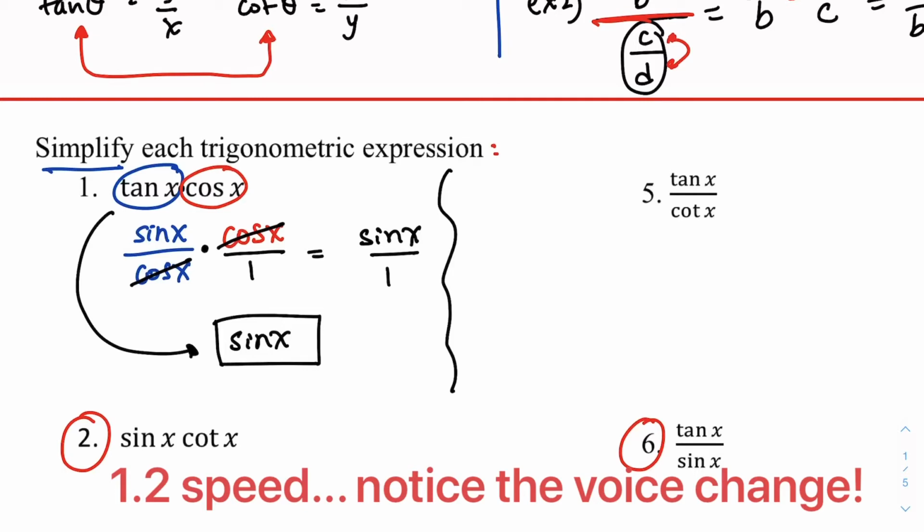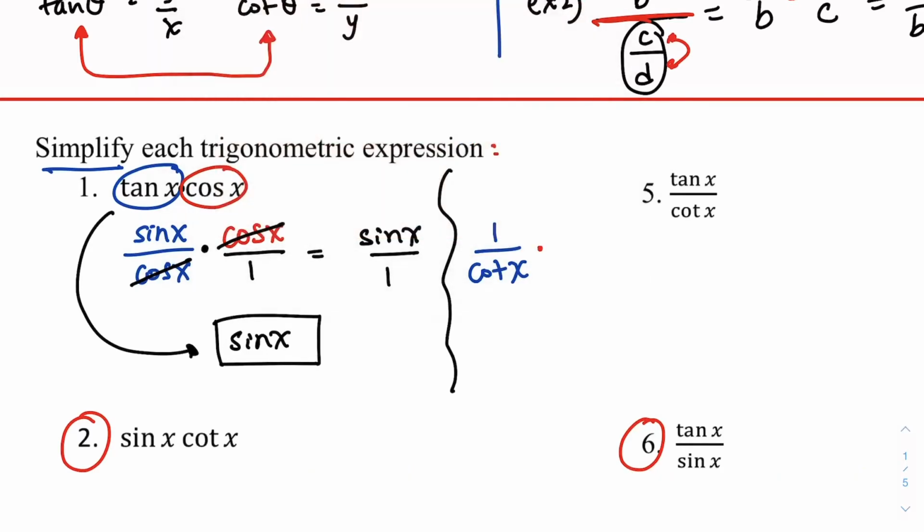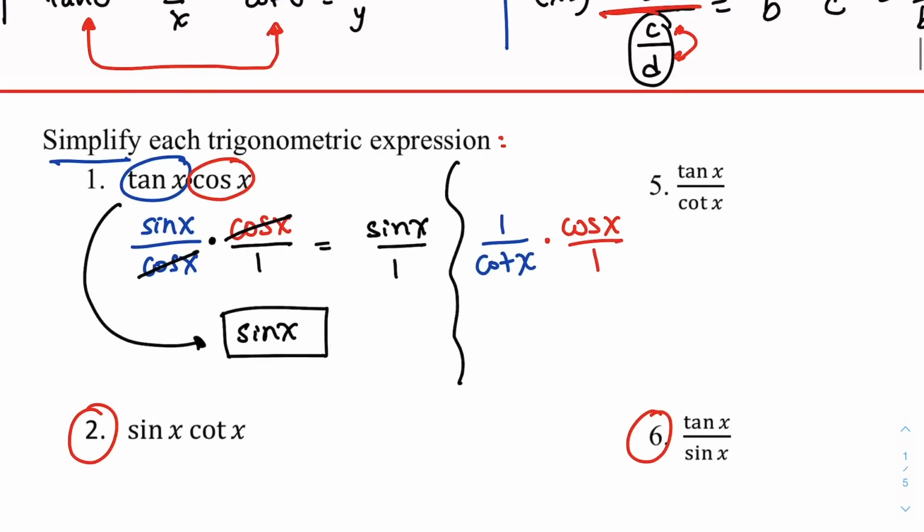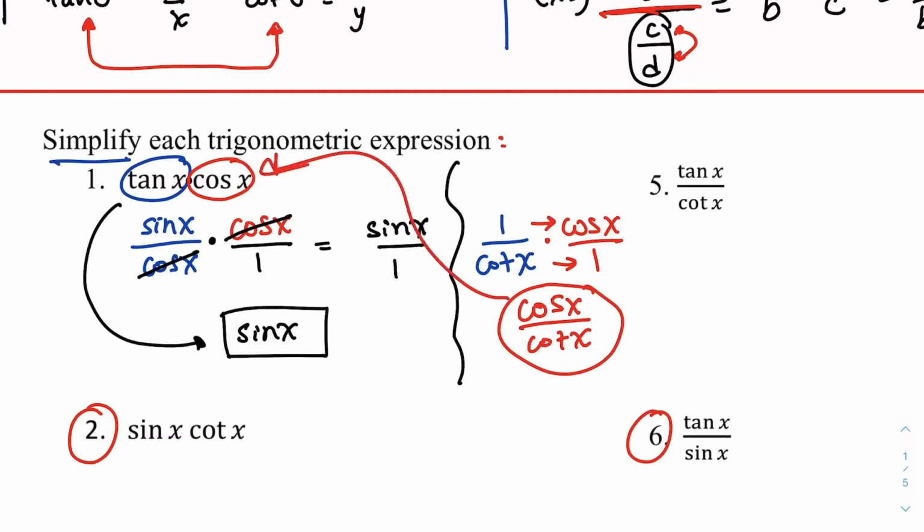So if instead of writing sine over cosine for tangent, let's say I wrote 1 over cotangent x, and then I left my cosine as cosine x over 1. Well, immediately I run into a problem because I can't cross these out. There's no way to simplify. I just end up with cosine x over cotangent x when I multiply straight across. But that's not really more simple than what we started with.